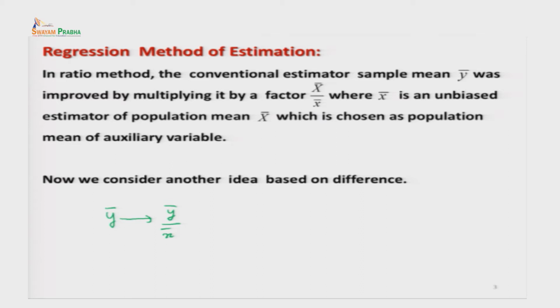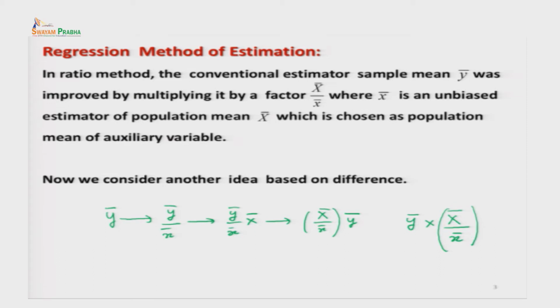In this process, what we obtained is that the estimator became y bar upon x bar into capital X bar. So now, can I write this as capital X bar upon small x bar into small y bar? Don't you think this looks as if we are considering the sample mean as an estimator of the population mean, and we are multiplying it by the ratio of the population mean of the auxiliary variable and the sample mean of the auxiliary variable.